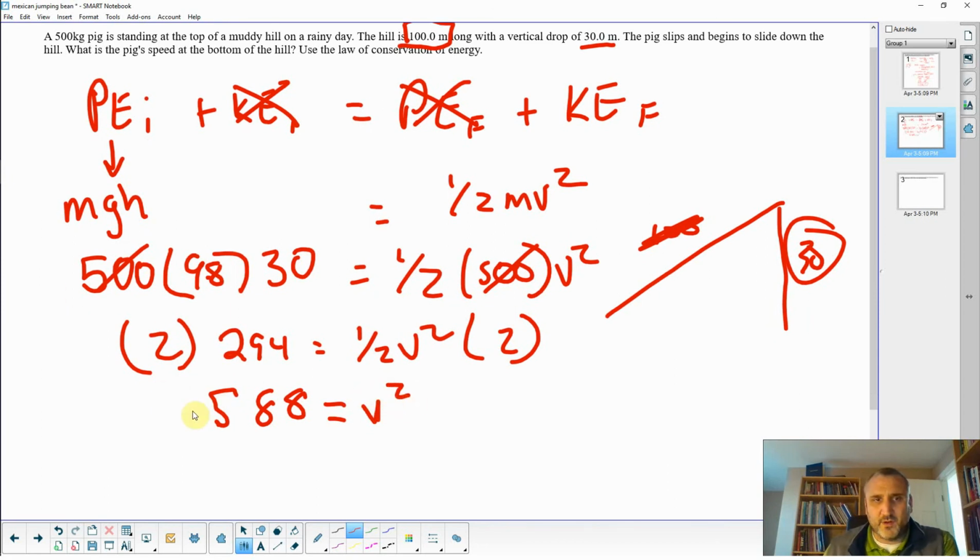And then we all know the next thing to do is you take the square root of both sides. So square root of 588. We should end up with a poor pig going down the bottom of the hill with a velocity of 24.24 meters per second. And that's going to be really, really fast because that's about 50 miles an hour.